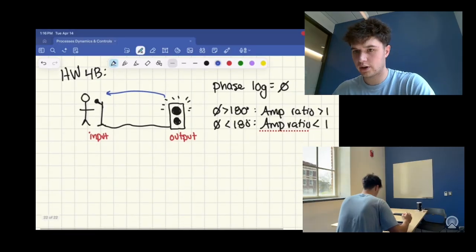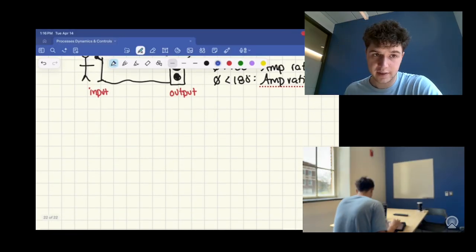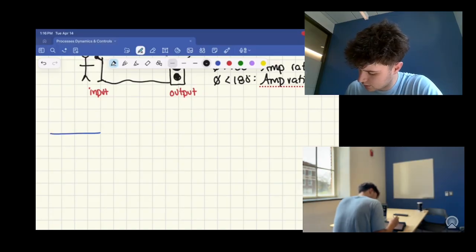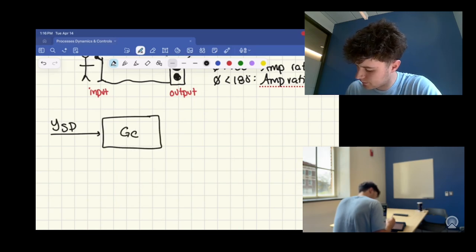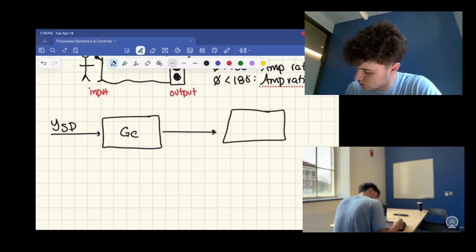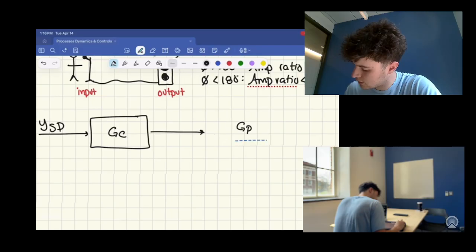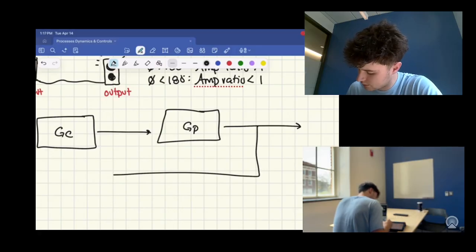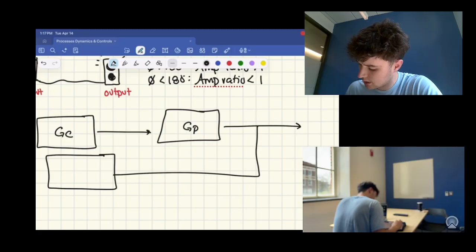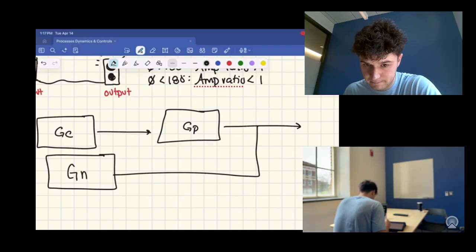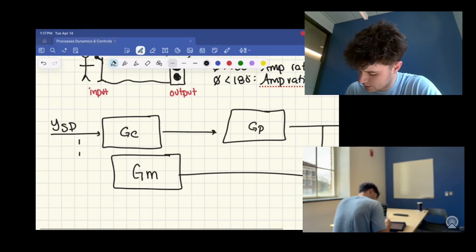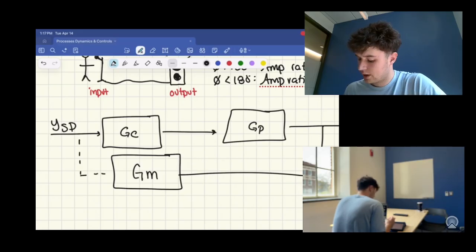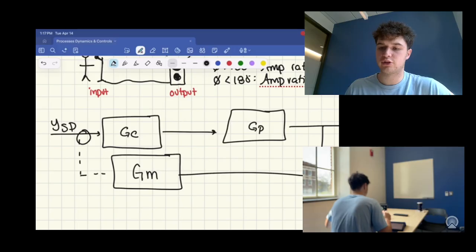So for part 2 here, we are going to actually draw another diagram, and that is going to be an arrow going here. This is Y_SP, and it is going to be going into the system that we will call GC. Another arrow going into another system, this GP. Arrow out, arrow down, into another system we will call GM. All right, so let's get into the algebra.